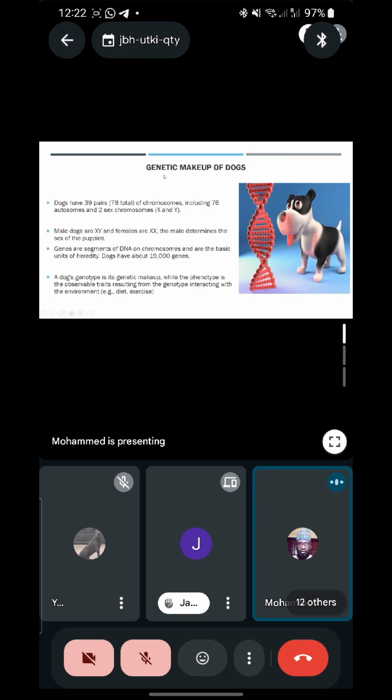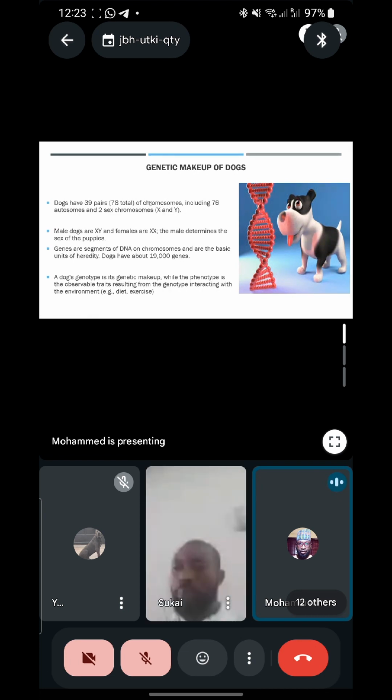The dog has 39 pairs of chromosomes. These are genetic parts that make up hereditary components of the dog. So 76 of these pairs are autosomes, which means they control body parts, while two of those chromosomes are determinants of sex. Whether a puppy born is a male or a female is dependent on the type of chromosome their parents give them. So male dogs usually donate the Y, while the female will donate the X.